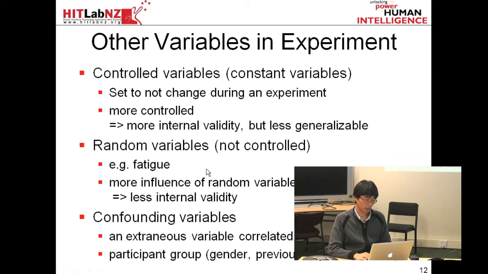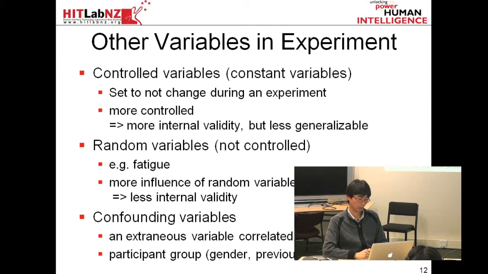And the other ones, those you cannot really control, are basically random variables. So for instance, how tired they feel, you might not be able to really control it. So again, whether a variable becomes controlled or random is basically your choice. You can either control them or leave it as a random factor.